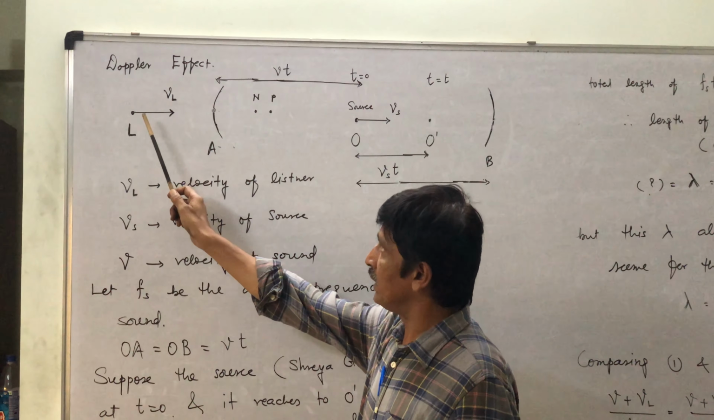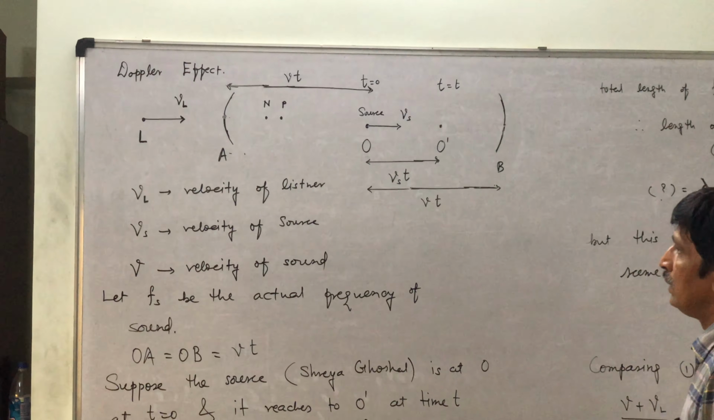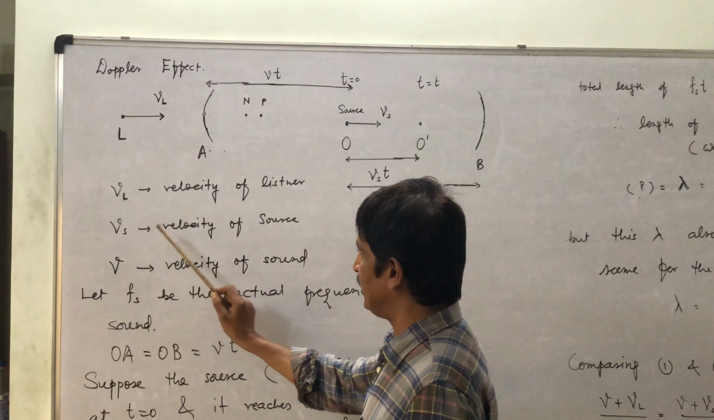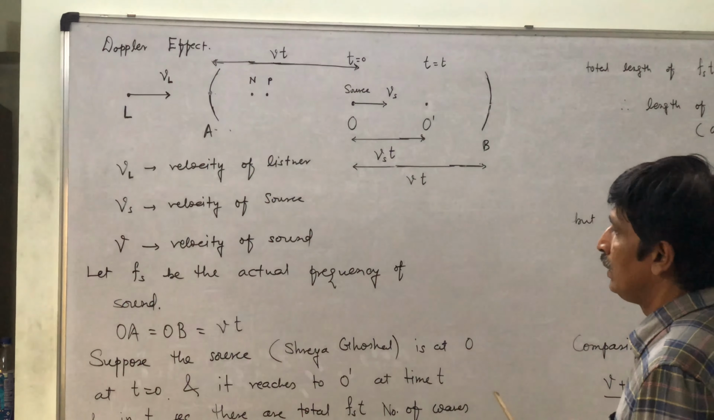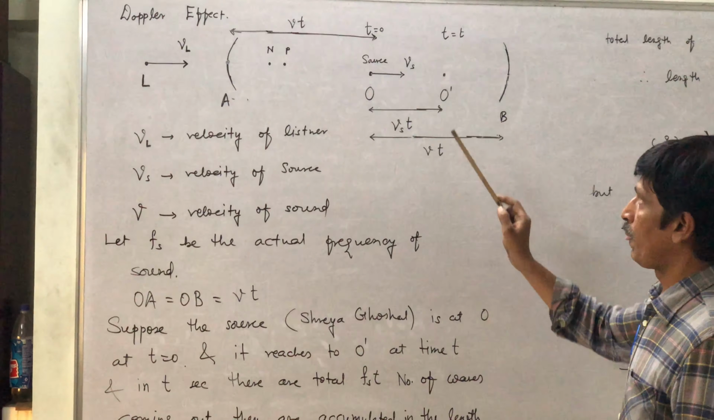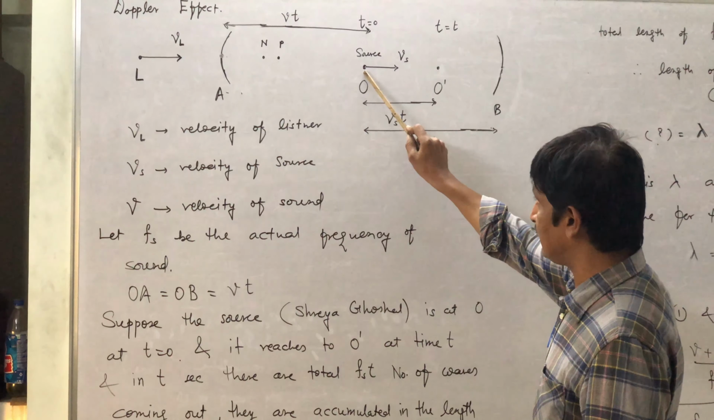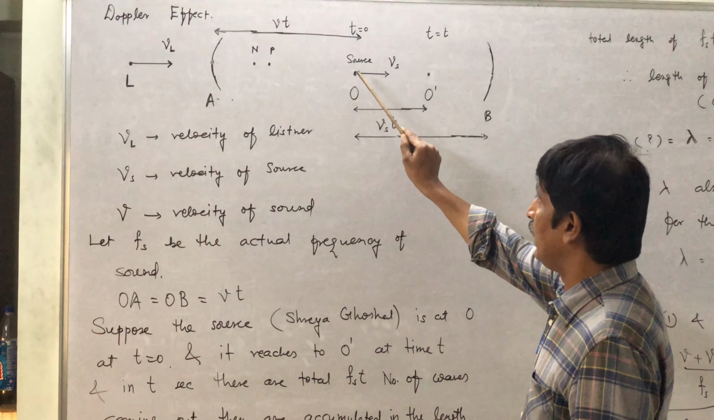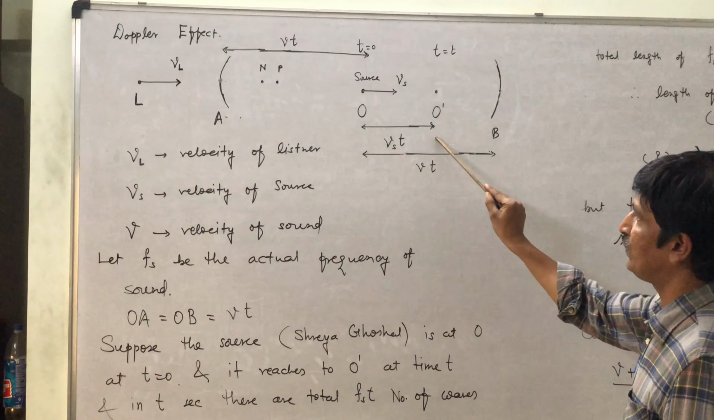The listener is here and it is moving with the speed vl towards the source. In this, vl is the velocity of the listener, vs is the velocity of the source, and v is the velocity of sound. Let fs be the actual frequency of sound. Suppose at t equal to 0, the source is here and it is moving in this direction. At time t equal to t, it reaches point O dash. So OO dash is vst.